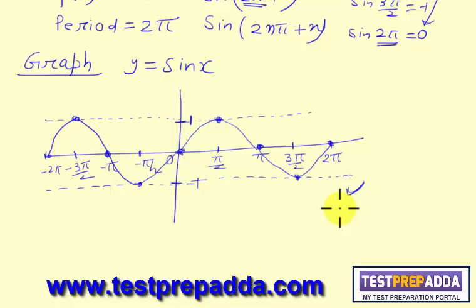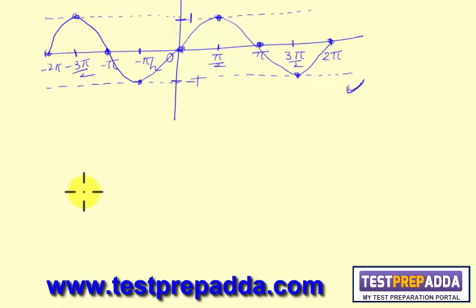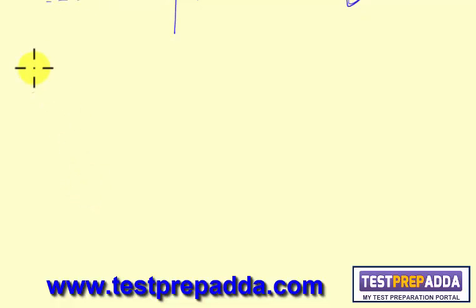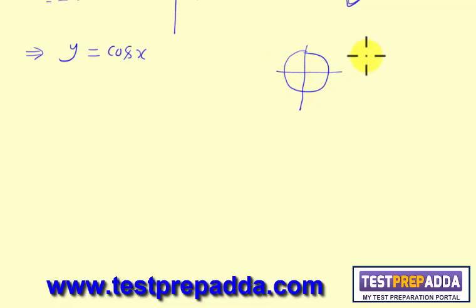Now I'll talk about cos x, another trigonometric function. y is equal to cos x. Again, in a similar manner, I'll take the unit circle, again the same way. Here it's very clear that cos theta is nothing but the x coordinate.